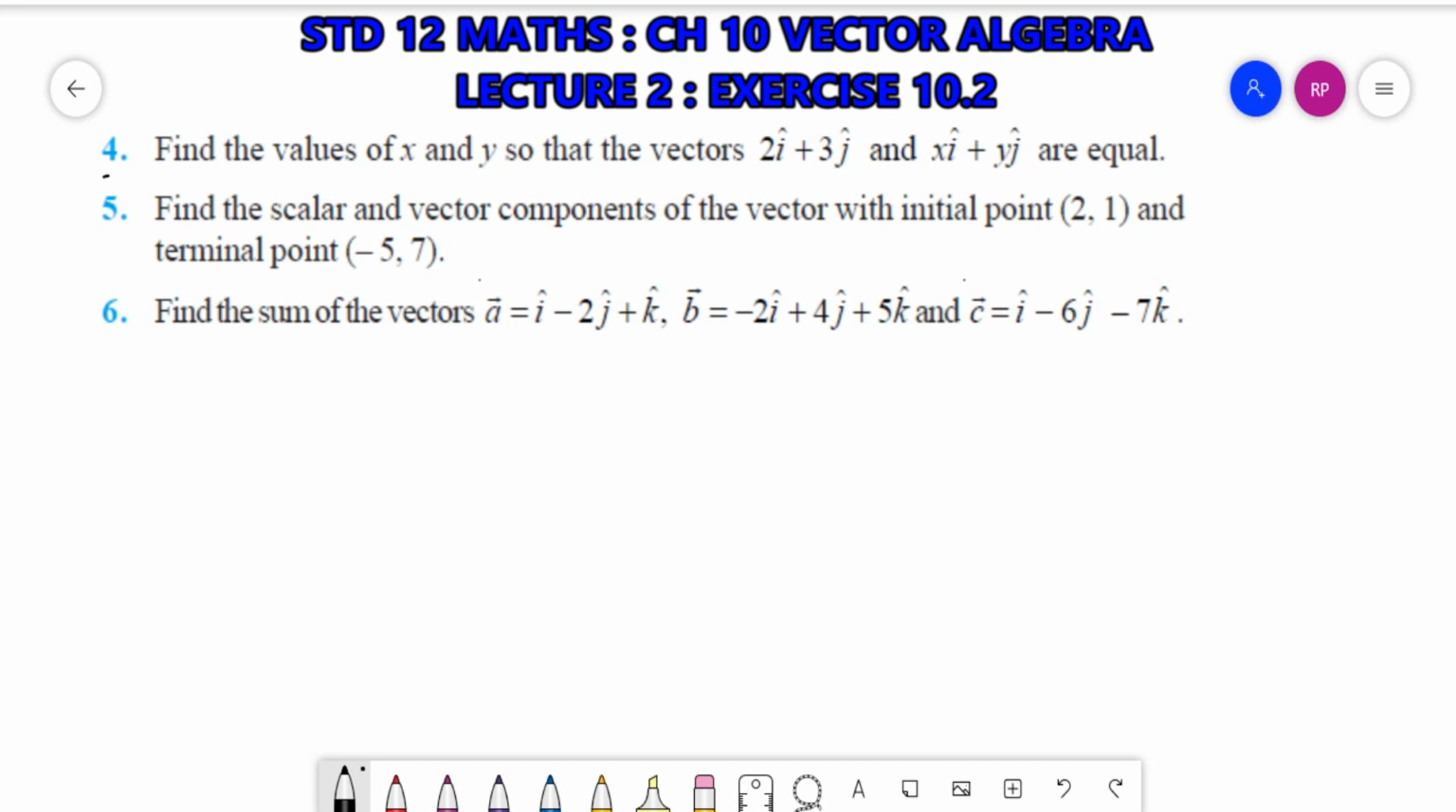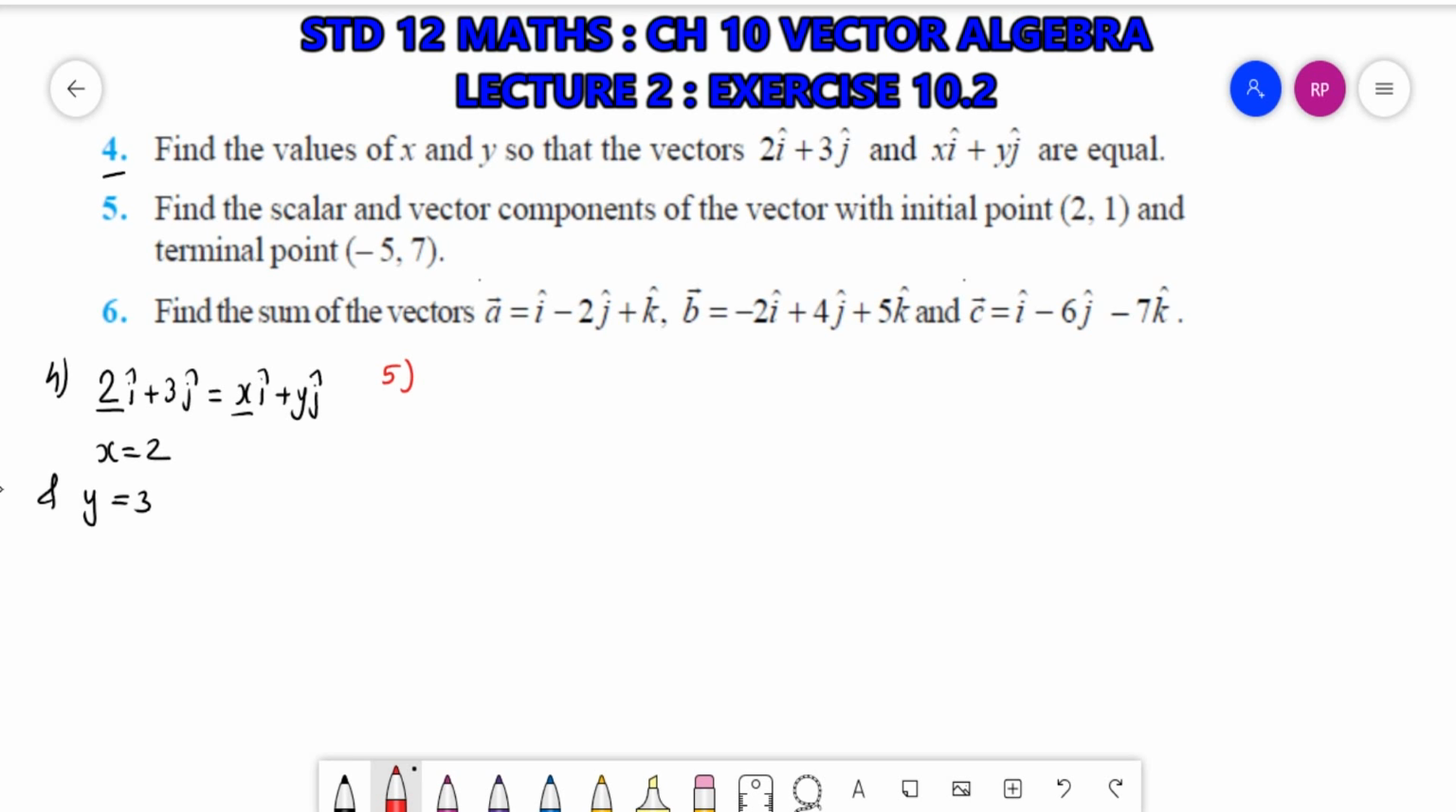Question number 4. Find the values of x and y so that the vectors 2i plus 3j equal xi plus yj. Now two vectors are equal if their coefficients are also equal. Here two vectors are equal, which means the coefficients of i and j will be equal. That means x equals 2 and y equals 3.